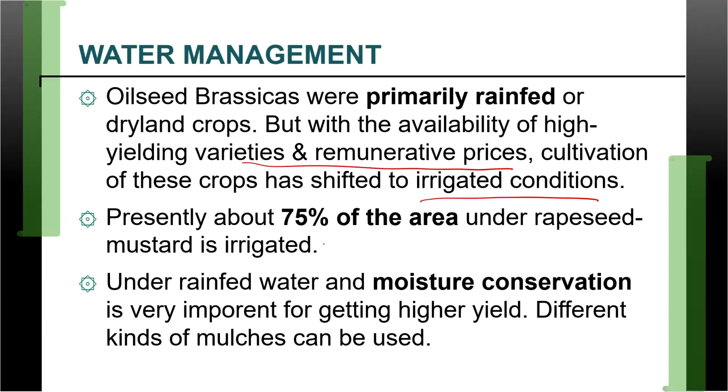So, if they are irrigated crop now, proper irrigation management is also important, because to get more benefits from nutrient application, you need to optimize the water application also. Presently there is more than 75% area irrigated. Under rain-fed conditions, water and moisture conservation is very, very important. If you are growing mustard, certain techniques to conserve the water should also be adopted.